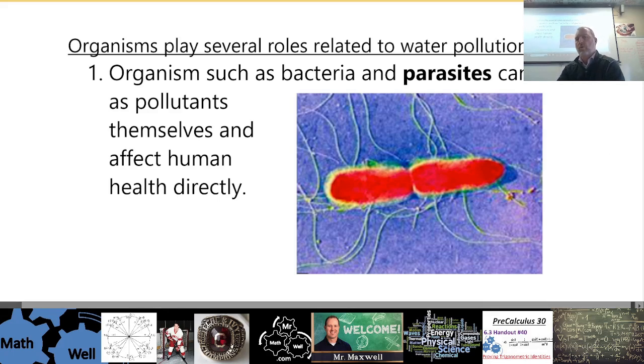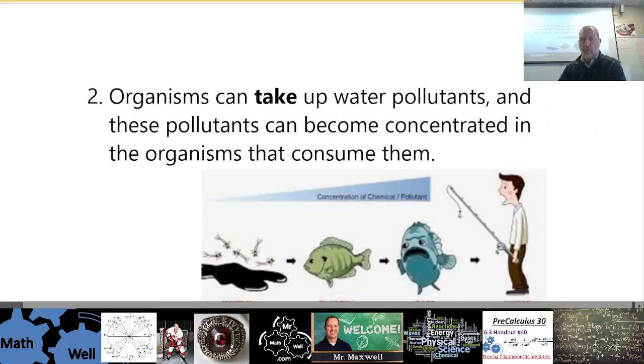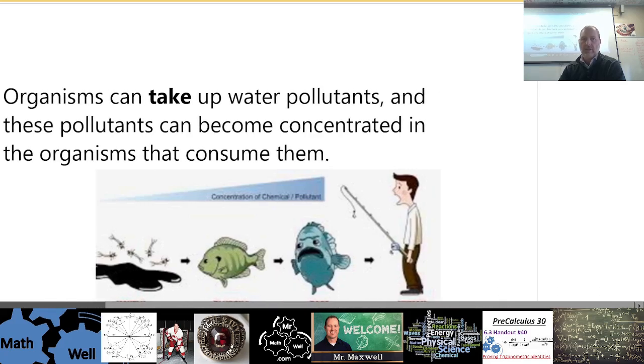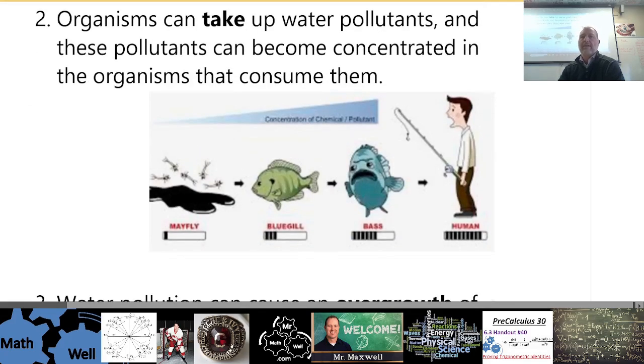Okay, organisms play several roles related to water pollution. So number one, organisms such as bacteria and parasites can act as pollutants themselves, obviously, and affect human health directly. Okay, so bacteria and parasites. Number two, organisms can take up water pollutants, and these pollutants can become concentrated in the organisms that consume them. So we'll talk a little bit more about this coming up, but organisms, obviously they can make us sick, these bacteria and viruses and parasites, but they also take up water pollutants. So in a sense, they clean up the water a little bit.